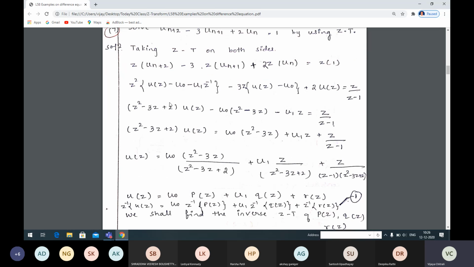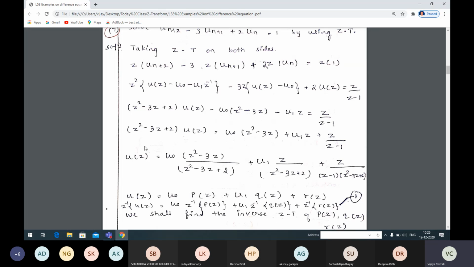I'll explain it once again. First you take z transform on both sides of the given difference equation. Then we know the z transform of u suffix n plus 2 and of u suffix n plus 1. Substitute and collect the coefficients of u of z on one side, the coefficients of u naught on one side, and the coefficient of u1, only one term, on one side. So this is equal to z divided by z minus 1.